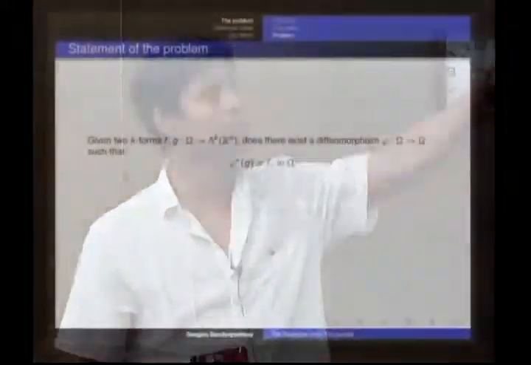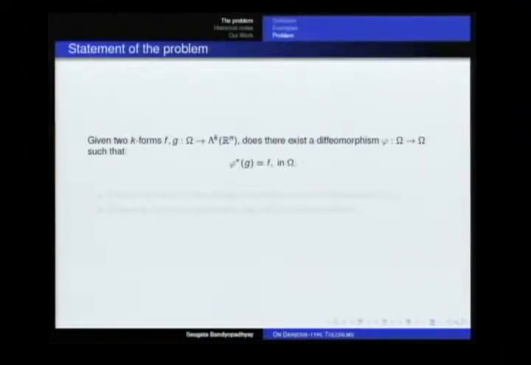It is also natural to ask when two differential forms are locally equivalent. We say two forms are equivalent if one is a pullback of the other. The question is, when two differential forms are locally equivalent, this means that given any point of the open set, does there exist a neighborhood on which we have a diffeomorphism such that this equation is satisfied on the neighborhood? It is also natural to ask if there exists a diffeomorphism which, in addition to satisfying this relation, satisfies a boundary condition as well.